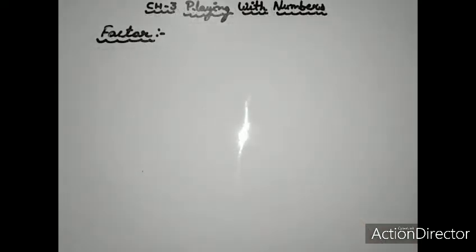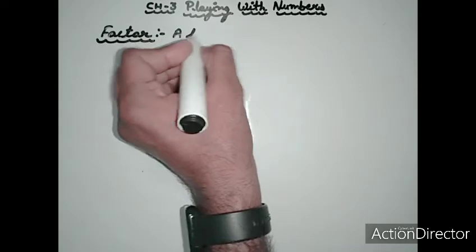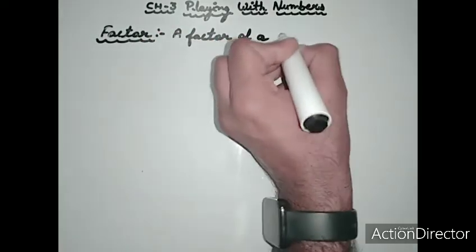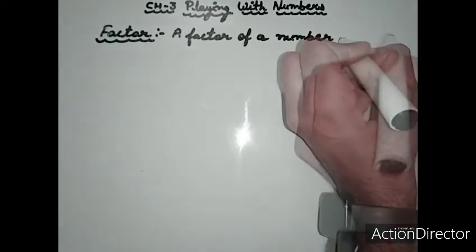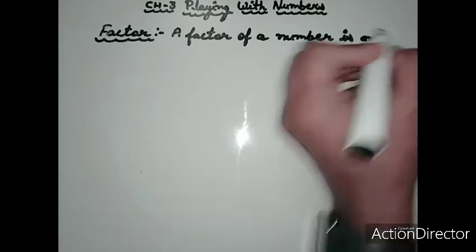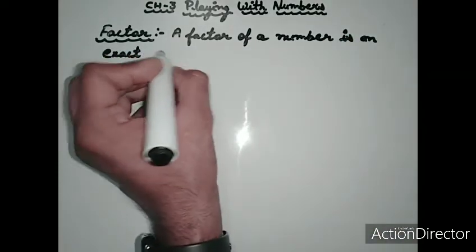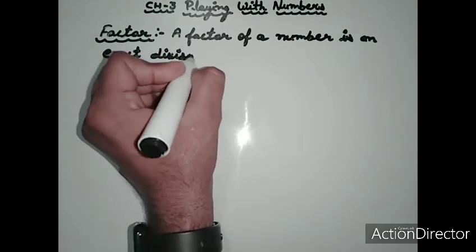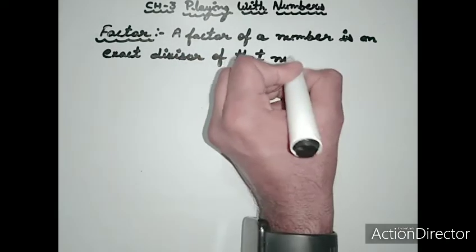The definition of a factor: a factor of a number is an exact divisor of that number.